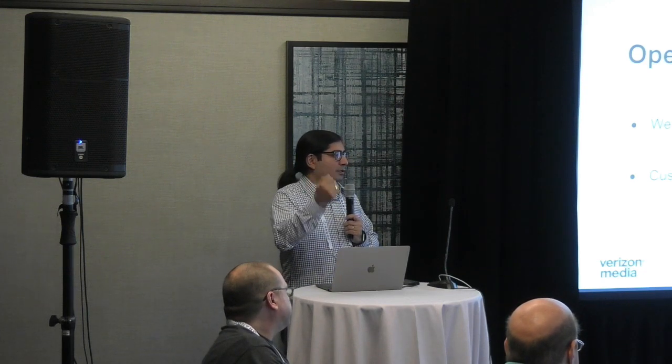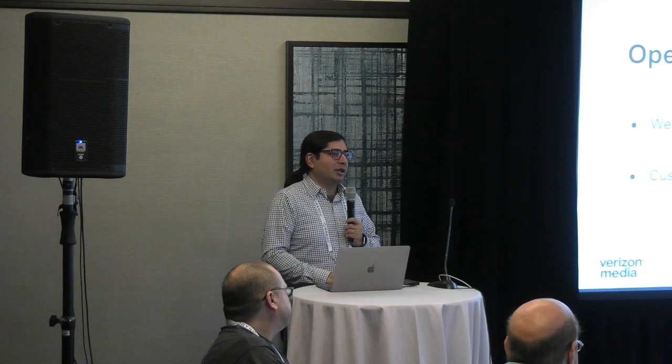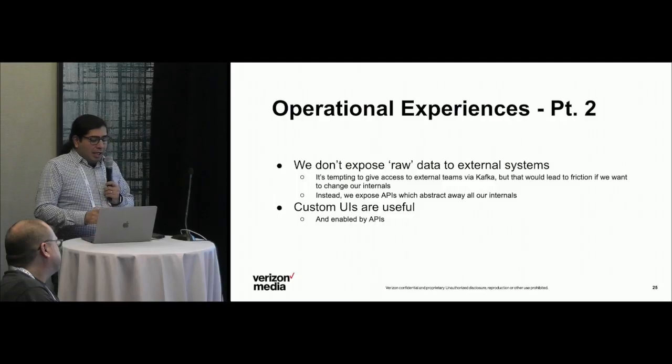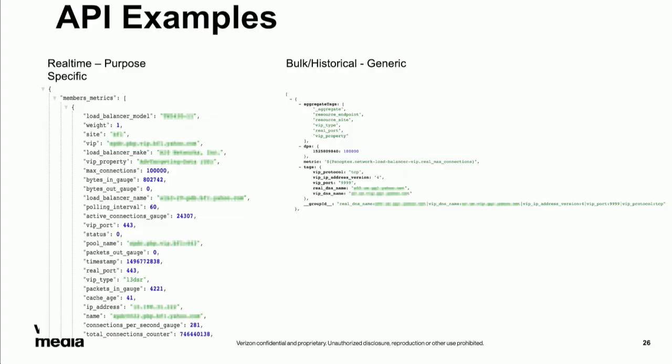Consider not exposing the raw data as you produce them to your partner teams. We have some custom UIs as well. I think I have some screenshots. So this is one example of a purpose-specific API that we've built and a generic API that we get from the time series database. It's actually a query for the same data.